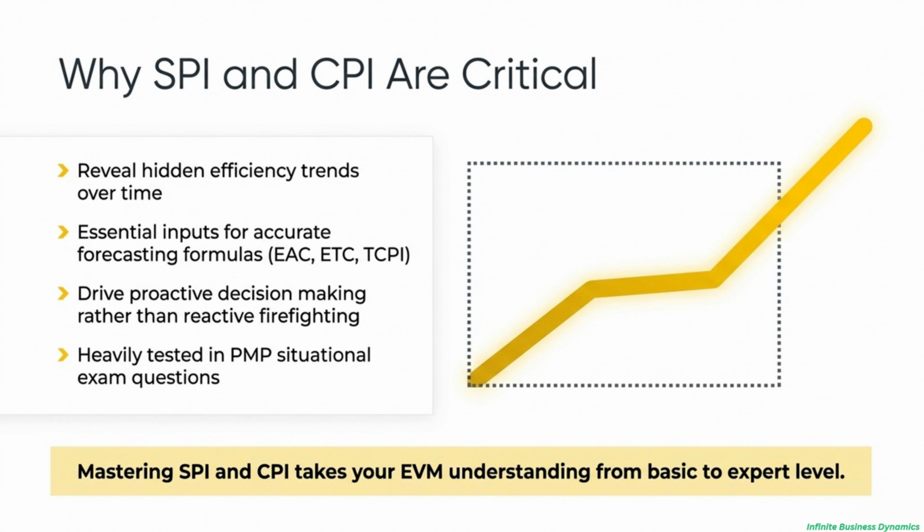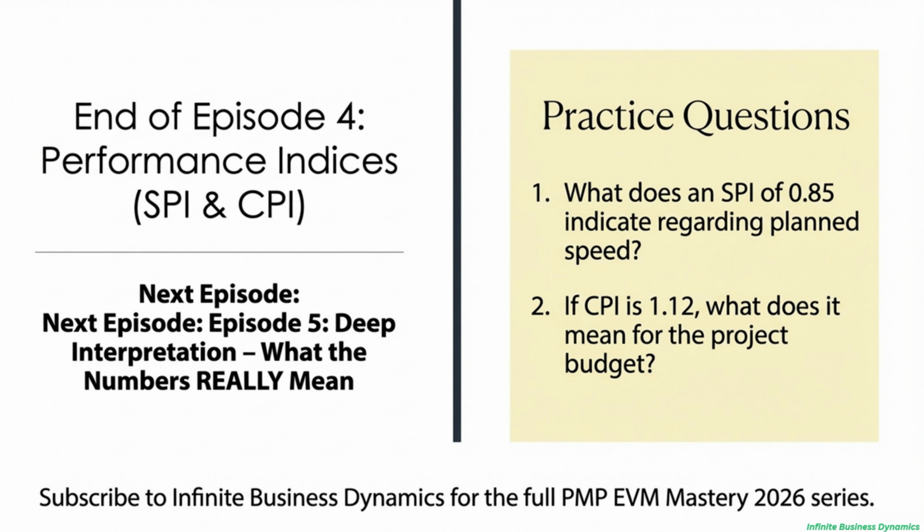And just like that, that brings us to the end of episode 4. In our next episode, we're going to go even deeper into interpretation, exploring what these numbers really mean for your project's future. But before you go, let's do a quick knowledge check. First question, what does an SPI of 0.85 indicate about your planned speed? And second, if your CPI is 1.12, what does that mean for your project's budget? Go on, give it some thought.